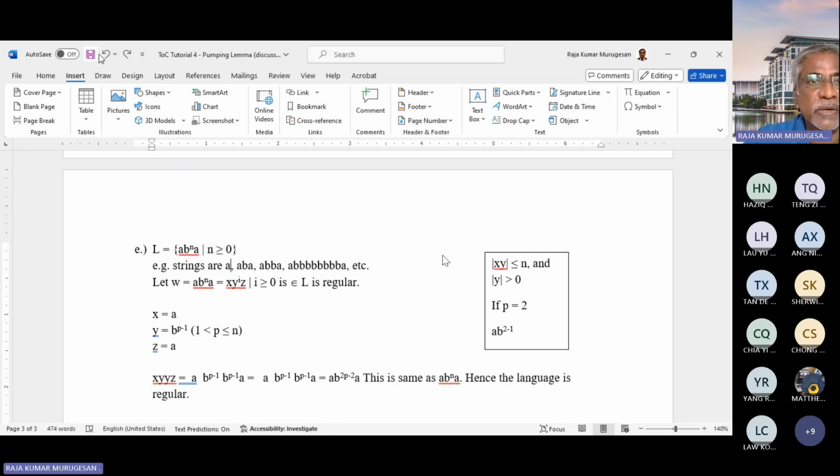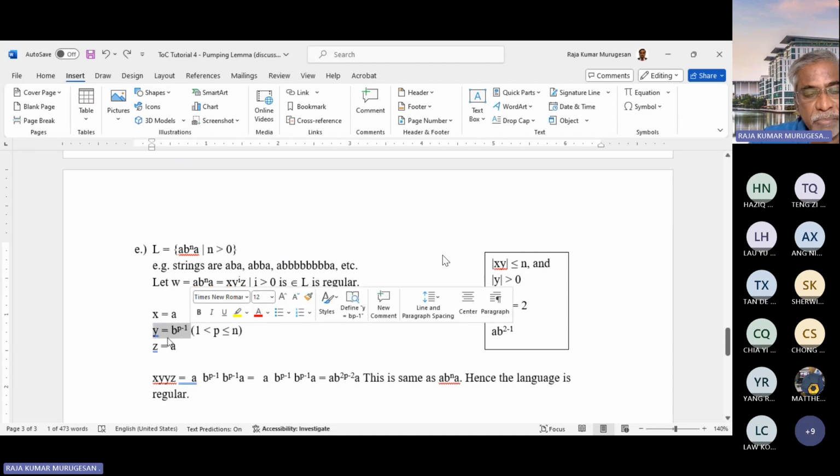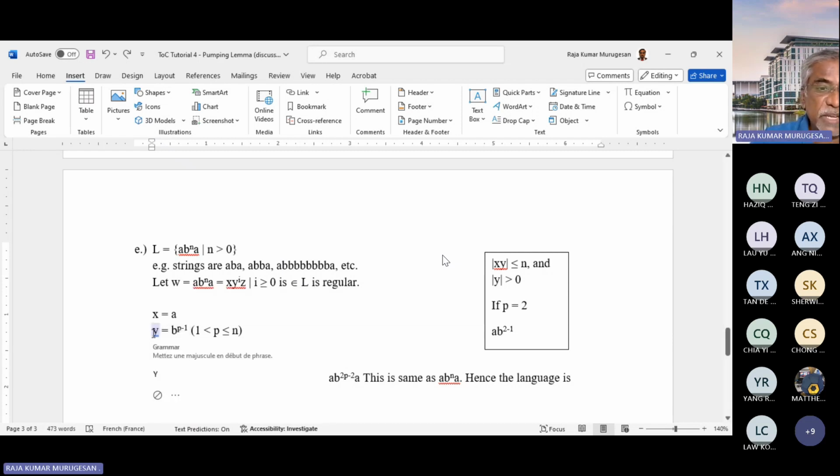So let us keep the question as it is. Even if you put greater than or equal to 0 here, we still have to take y as length p minus 1, where the minimum value p can take should be greater than 1, because we cannot take it as 0. Why we can't take it as 0 means we are satisfying the lemma. Shouldn't confuse the lemma with the language. The lemma talks about splitting, how you can split the language in terms of x, y, z.